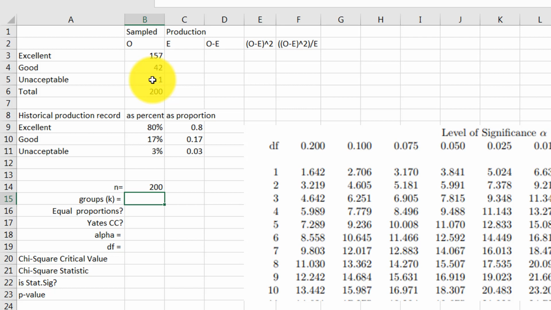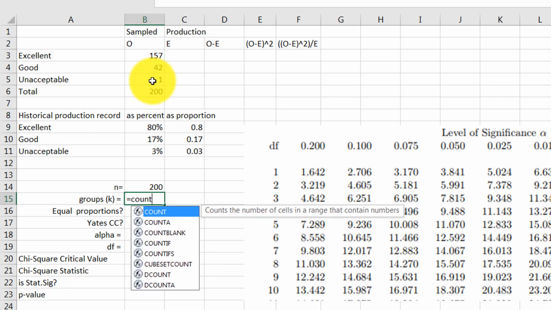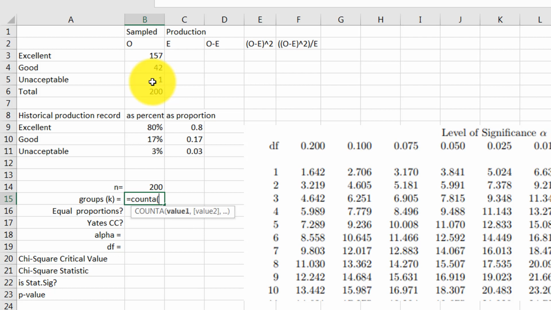Groups is represented by the letter K. That's how many different quality groups we have. I can see there are excellent, good, and unacceptable. I could type a 3, or if I want to improve my Excel skills, I'll use a function. I'm going to use equal sign COUNTA. COUNTA counts items in the area that you're specifying, and it allows you to count string text as well as numerical values, whereas COUNT only looks at the numbers. In this case, I'm just going to click and drag over my groups, and it tells me that I have 3.